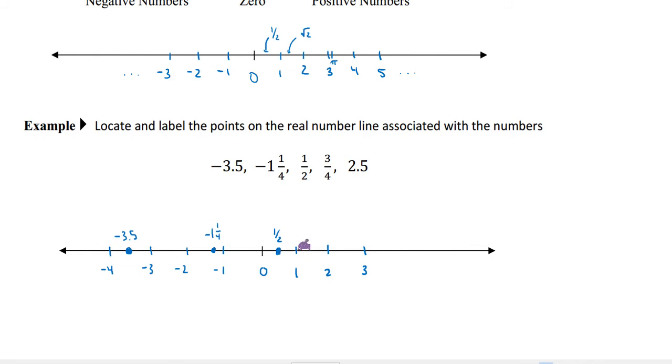Another way to think about that is you're taking the distance between 0 and 1 and dividing it in half, into 2, right? So that's how you can connect up the geometry with the arithmetic there. And then 3/4, okay, so 3/4 of the way between 0 and 1 would be right here, right? So 3/4, and 2.5. So here's 2, and 0.5 will be 2.5, right? So that'll be right here.